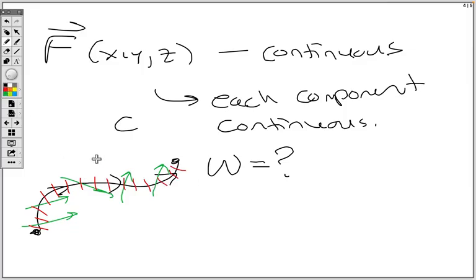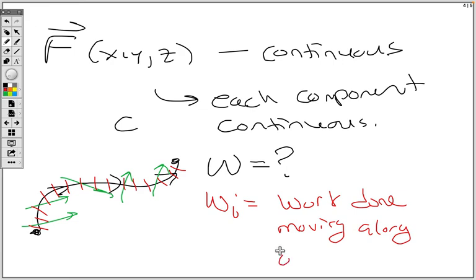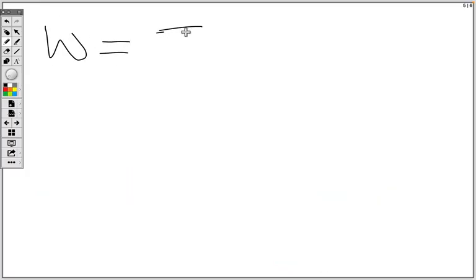Right? And we're going to let W sub i be the work done moving along the ith piece. Right? That's going to be W sub i. So since work is additive, the work done moving along the curve is just going to be the sum of all these little W sub i. You move it a little bit, move it a little bit, move it a little bit, add them all up. So the total work done would be the sum, i goes from 1 to n, of W sub i.